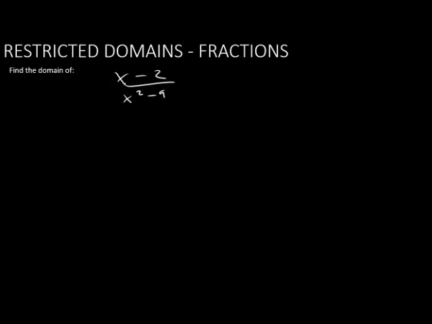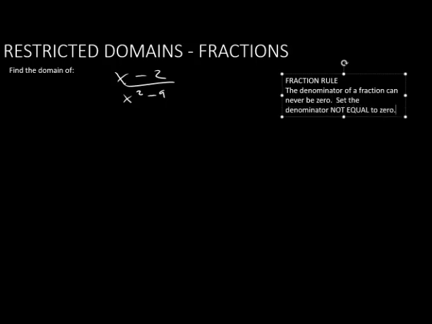Here we'll do another example where we find domains algebraically. This time we have (x - 2)/(x² - 9). Here we'll introduce the fraction rule. The fraction rule says that the denominator of a fraction can never be 0. Therefore, to find the domain, we'll set the denominator not equal to 0.